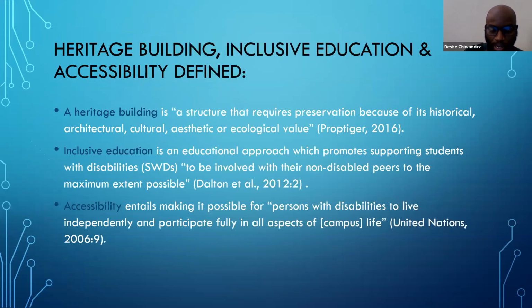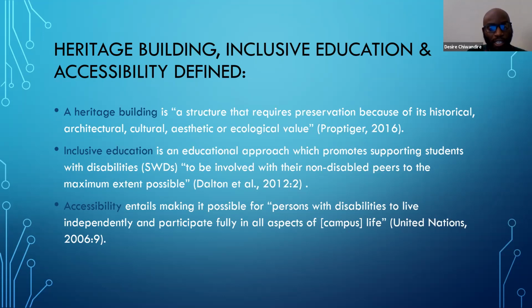All right, so I'll define heritage. There is always this idea of the need to protect our historical heritage. But for purposes of this presentation, I'll focus mainly on heritage buildings on campuses. These could include administration buildings, some residences, dining halls, and even lecture theaters. So what is a heritage building? It is a structure that requires preservation because of its historical, architectural, cultural, aesthetic, and ecological value.